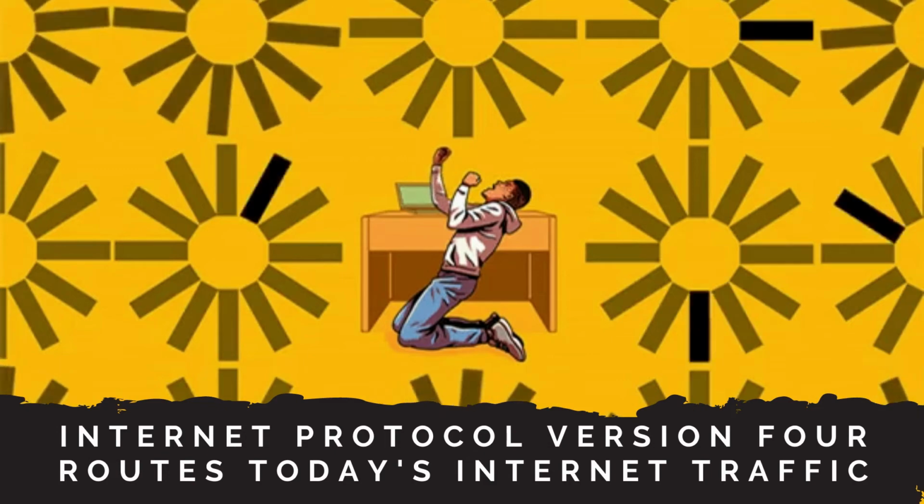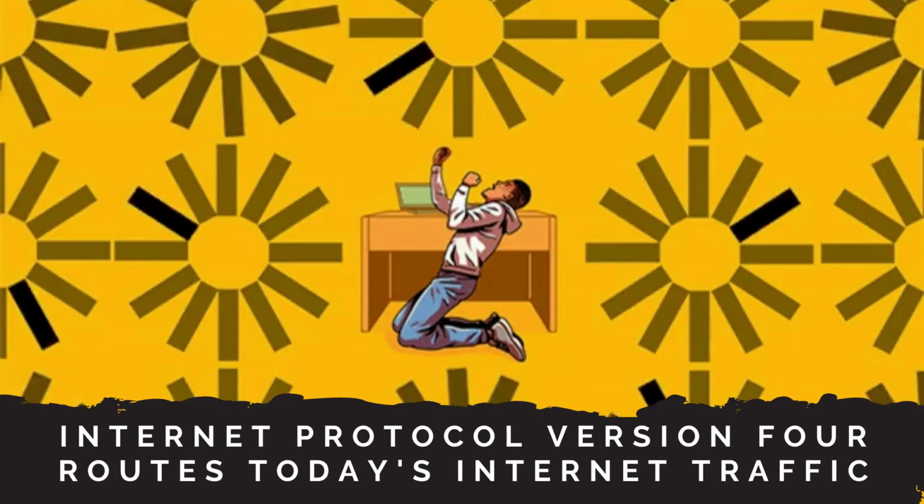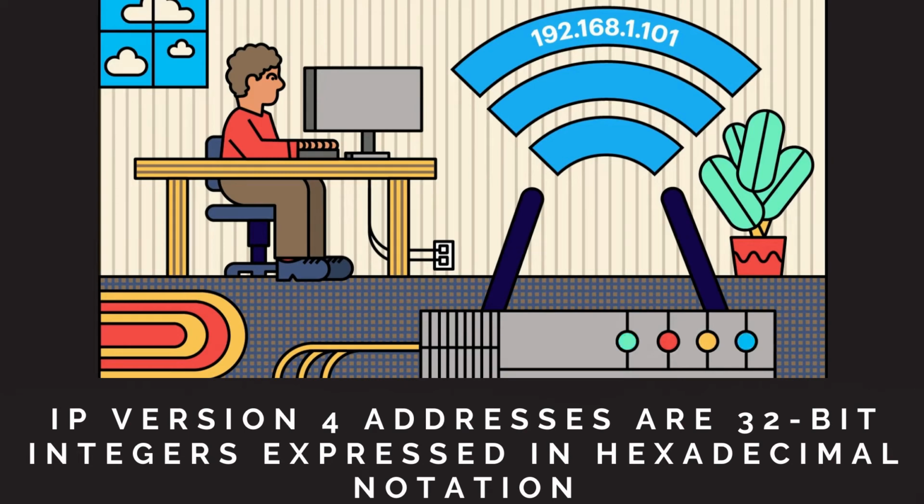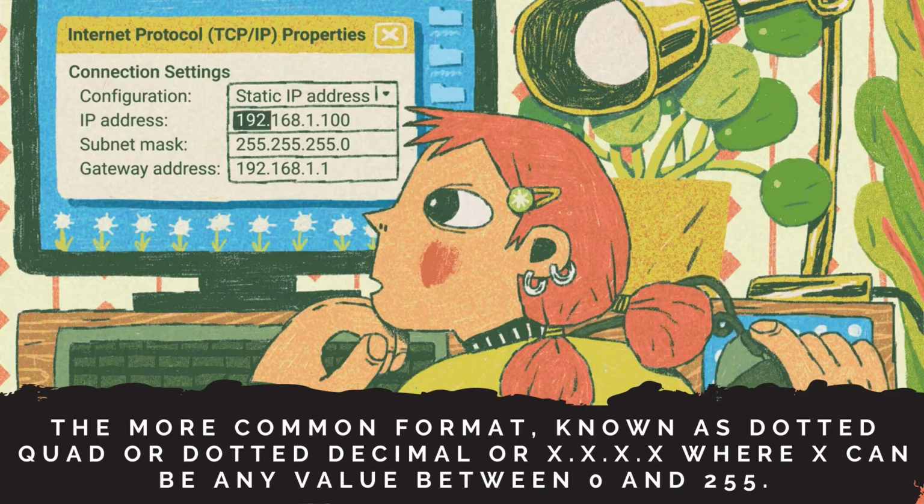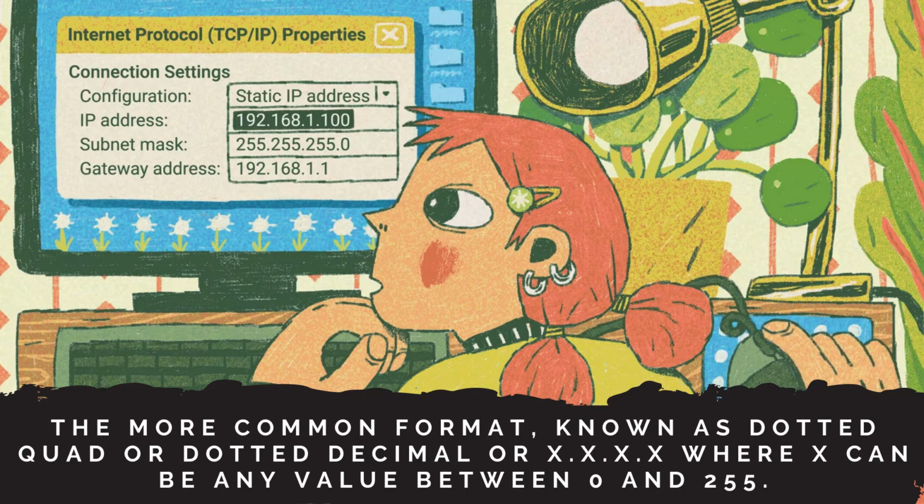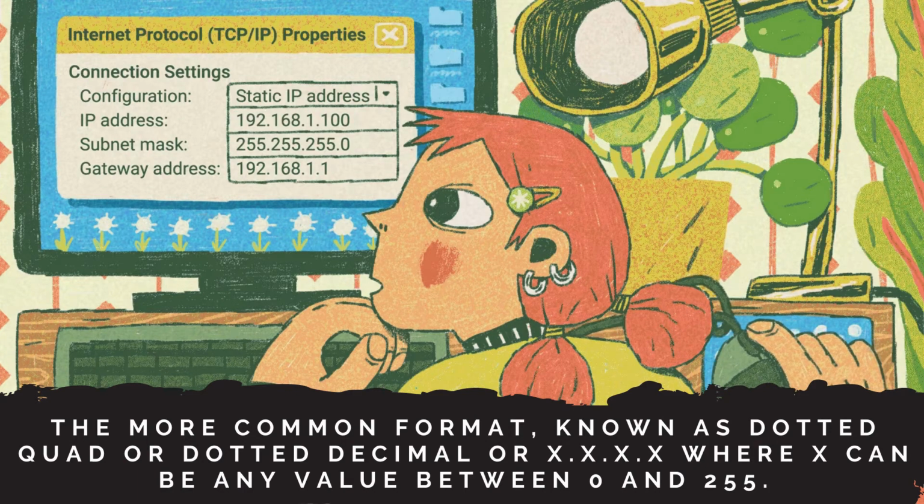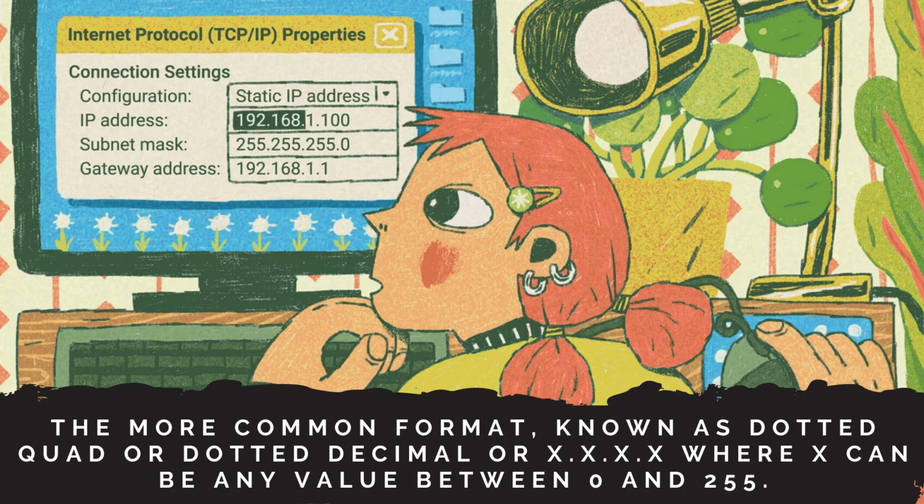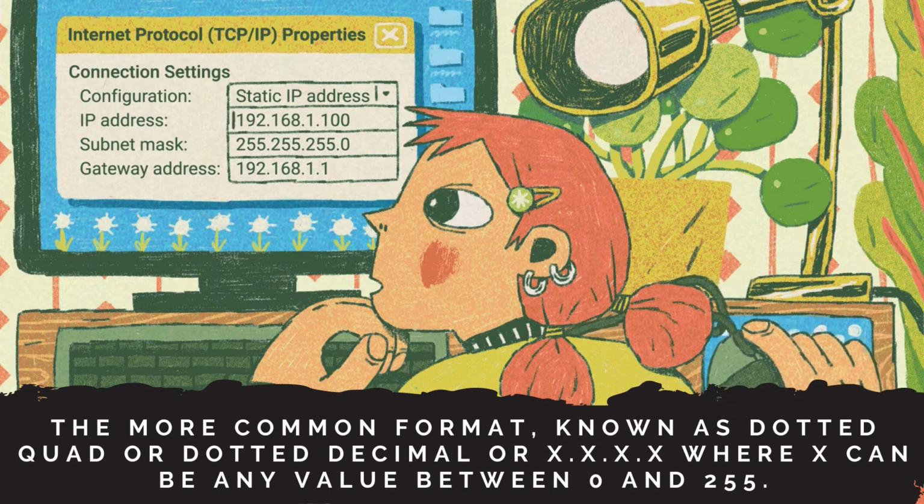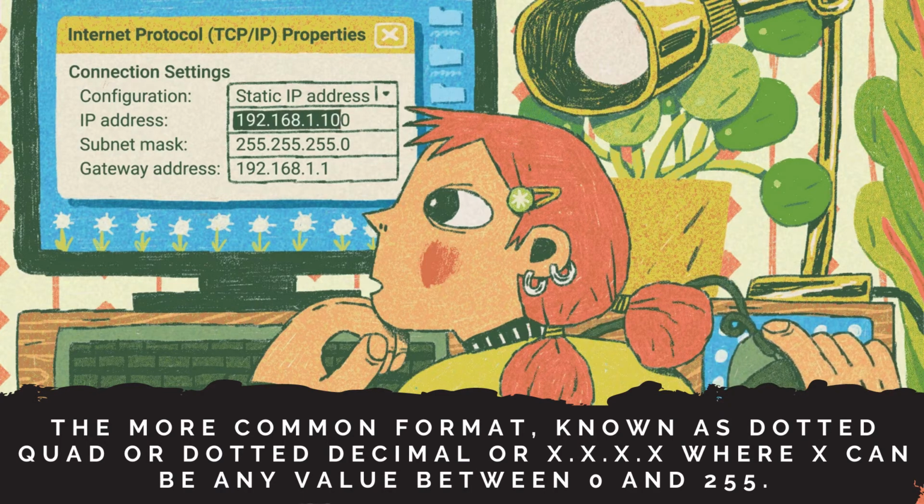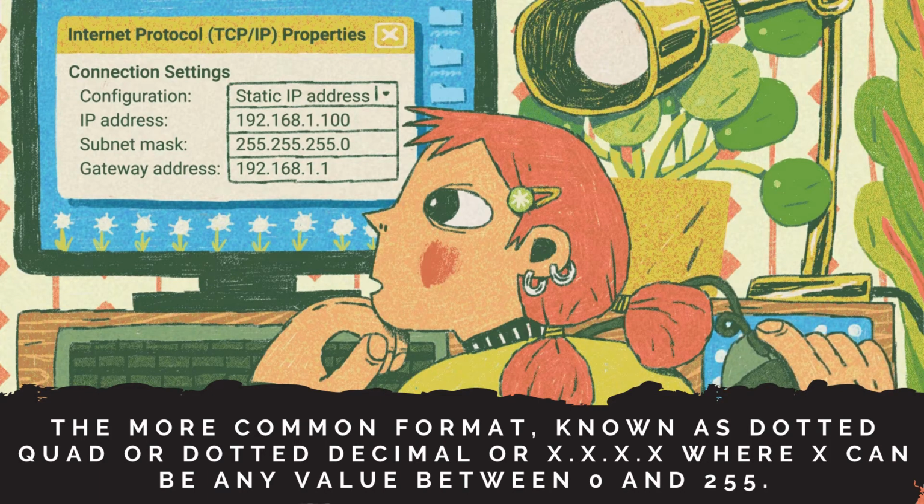Internet Protocol version 4 routes today's internet traffic. IP version 4 addresses are 32-bit integers that can be expressed in hexadecimal notation. The more common format, known as dotted quad or dotted decimal, is x.x.x.x, where each x can be any value between 0 and 255. For example, 192.0.2.146 is a valid IPv4 address. Additionally, there are 4.3 billion possible addresses in IPv4, and yes, we've run out.